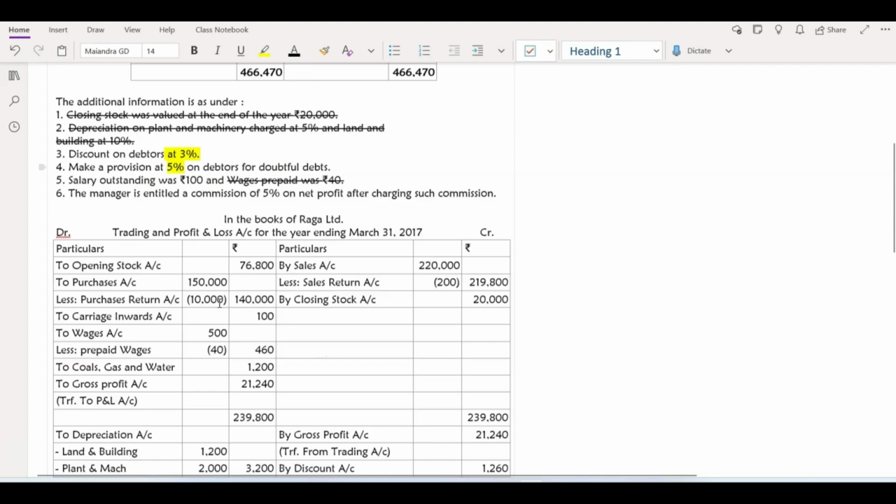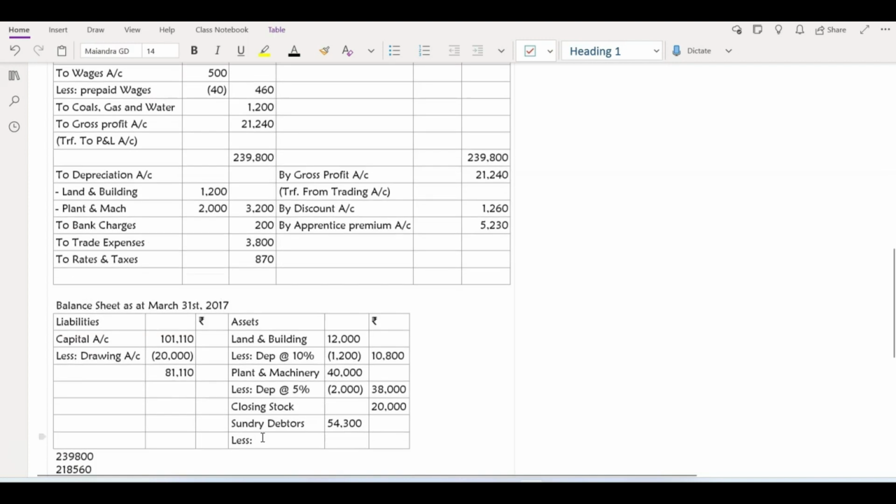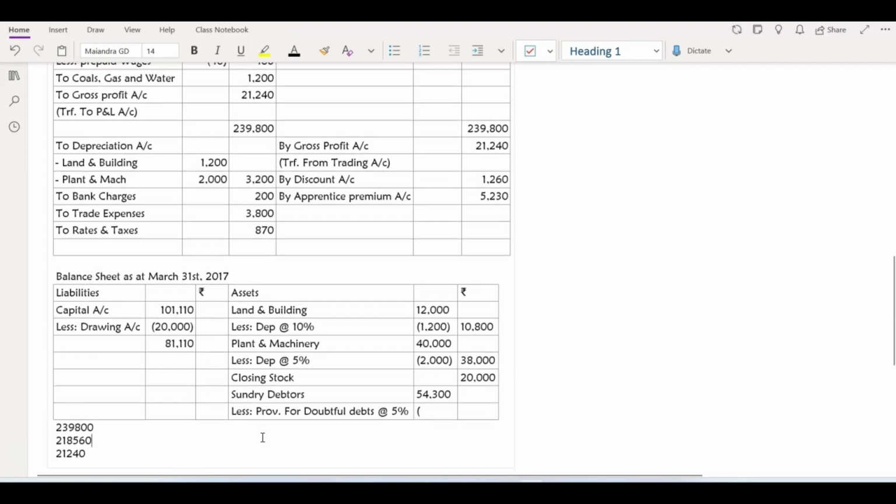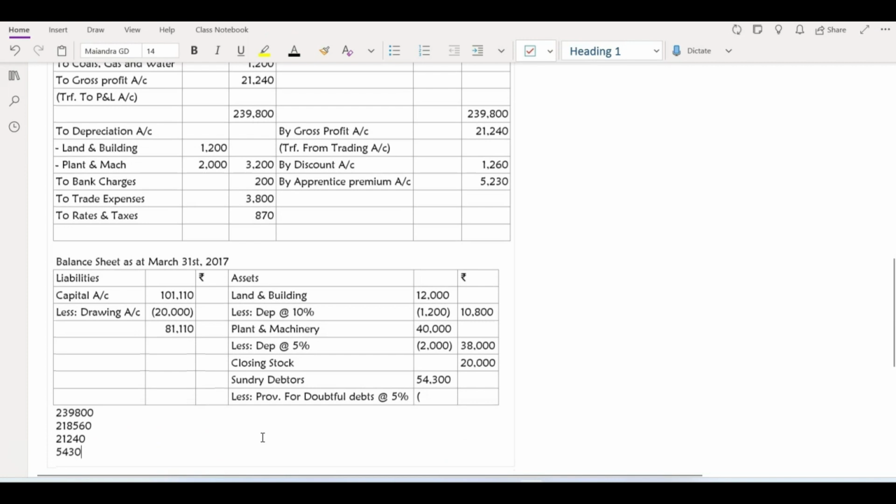All right, so let's do this. Less provision for doubtful debts at the rate 5%. I know it takes a lot of space, but well, we have to do that. So now 5,430 into 5%, we have to do into 5%.